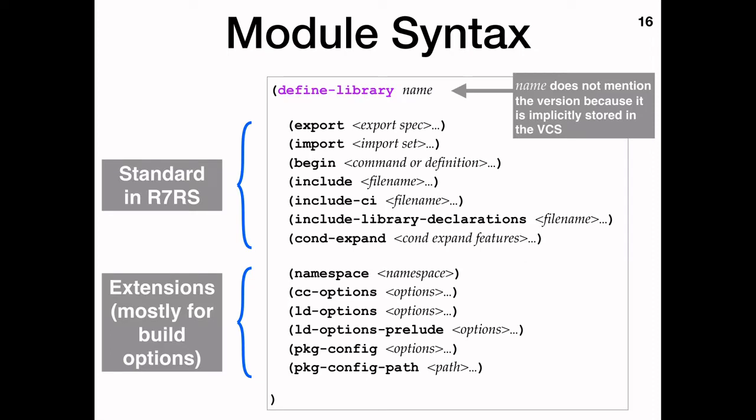The syntax of the module is the R7RS define-library. The name specified in the define-library doesn't mention the version. The VCS can handle that automatically, so we don't need to specify the version.